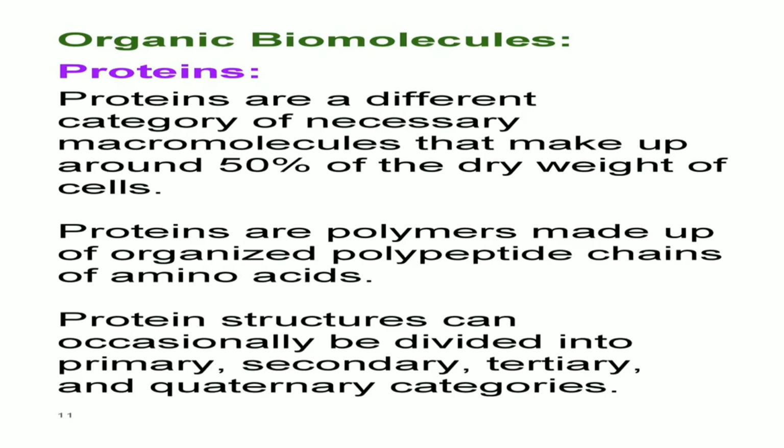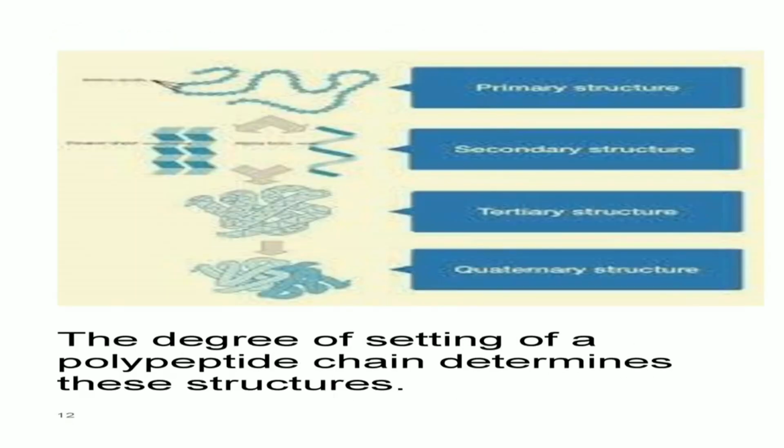Proteins. Proteins are a different category of necessary macromolecules that make up around 50% of the dry weight of cells. Proteins are polymers made up of organized polypeptide chains of amino acids. Protein structures can occasionally be divided into primary, secondary, tertiary, and quaternary categories. The degree of setting of a polypeptide chain determines these structures.